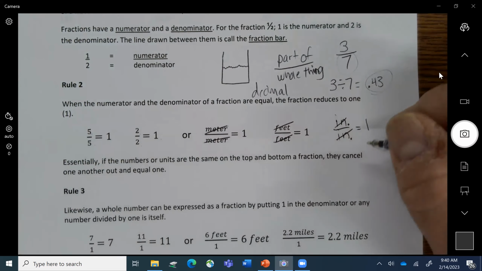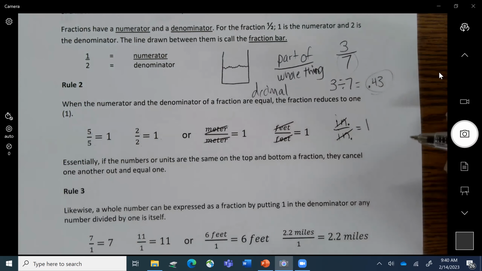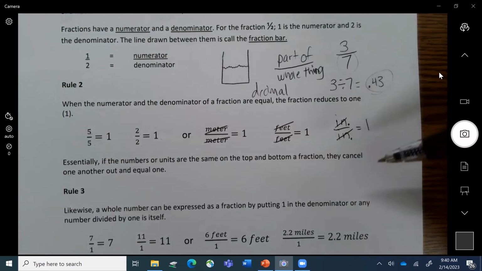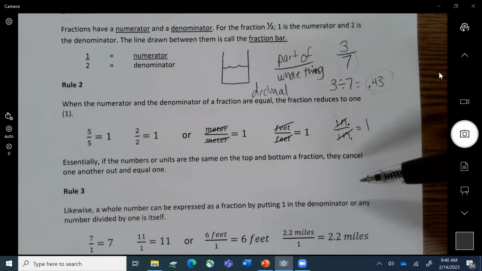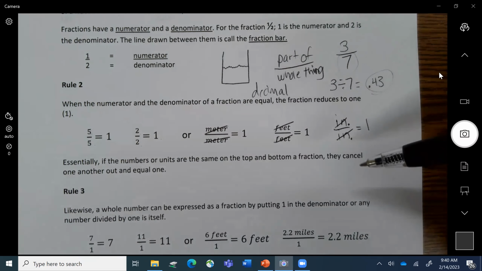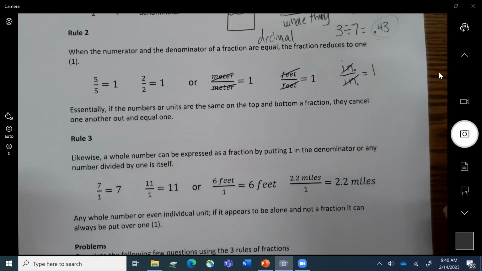They cancel out. So the second rule of fractions is saying if something is on the top of a fraction and the bottom of a fraction, they cancel out and equal 1. That's what the second rule of fractions is. This one is going to be very important. All right, the next one, rule 3.